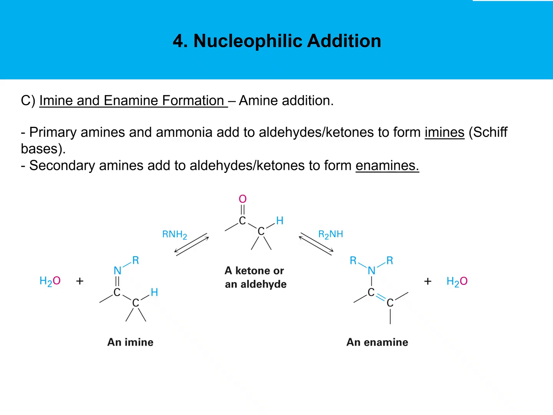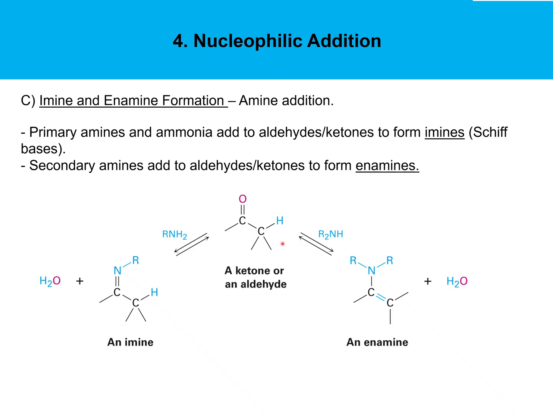When it comes to amines, they generally will produce 2 potential products from a ketone or an aldehyde, either an imine or an enamine. The product will depend on what type of amine we use. If we use a primary amine or ammonia, typically we end up with an imine, which you can recognize as having a carbon to nitrogen double bond. Sometimes these imines are called Schiff bases.